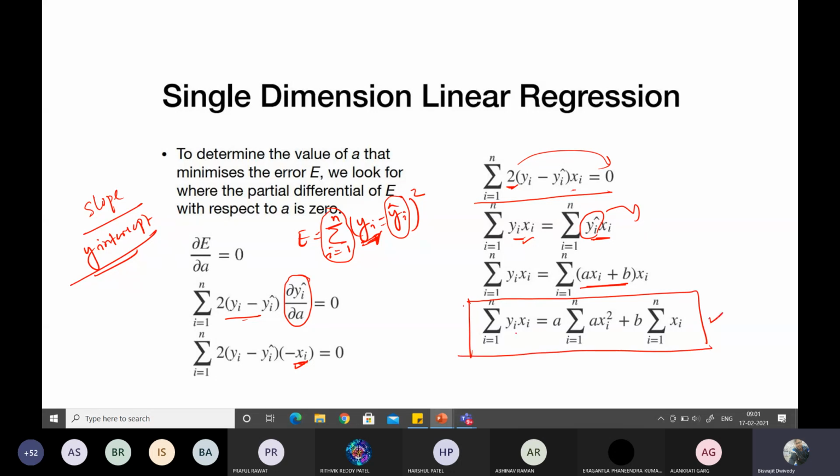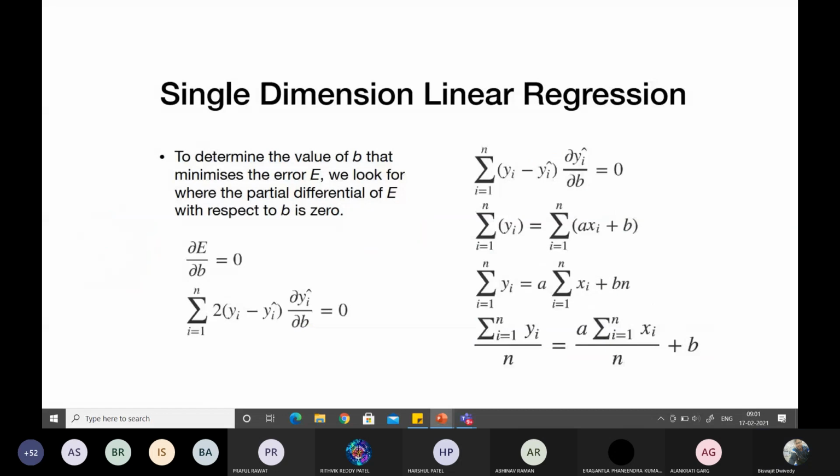You can see here that a is taken outside, and a of xi square is there. Next, you can see b into xi is here. So this is your first condition. Similarly, taking the derivative of that error with respect to b as 0, you follow the same steps, and we'll get another condition here.